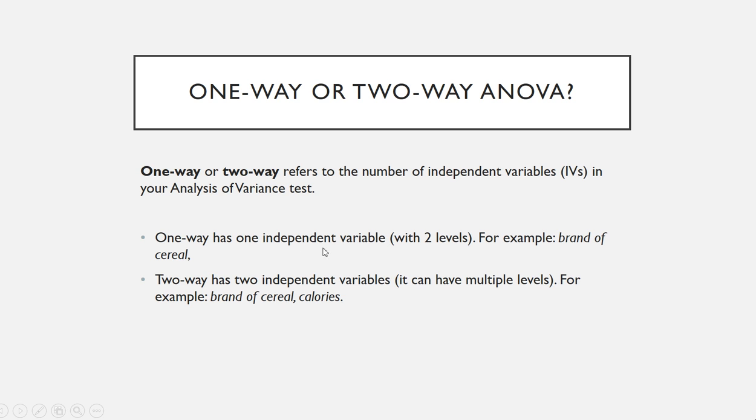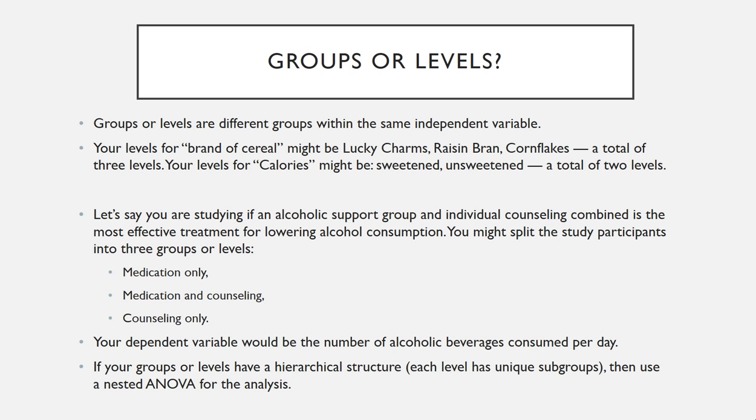Right, one way has one independent variable with two levels, for example, brand of cereal. Two way has two independent variables, and it can have multiple levels, for example, brand of cereals and calories, right? So groups or levels are different groups within the same independent variable, right? Brand of cereals, and so on. And then levels could be calories, might be sweetened, unsweetened, a total of two levels, right? Couldn't be more than that.